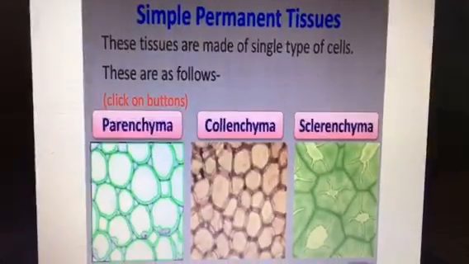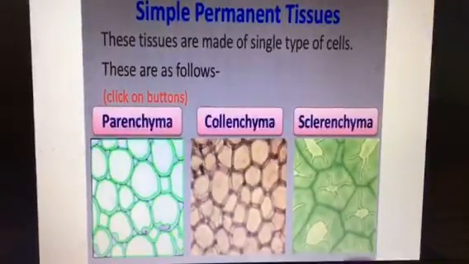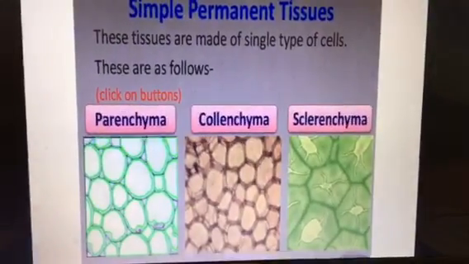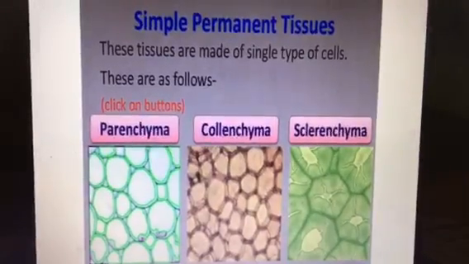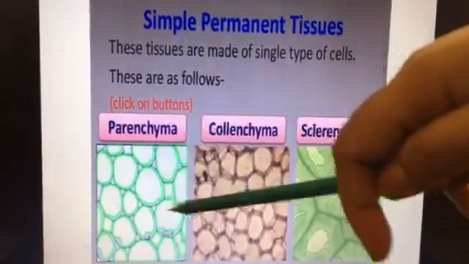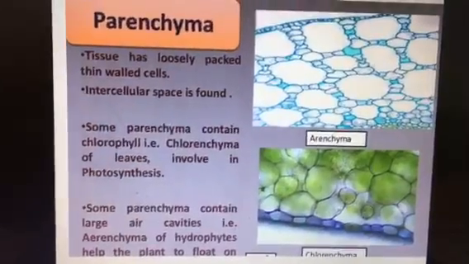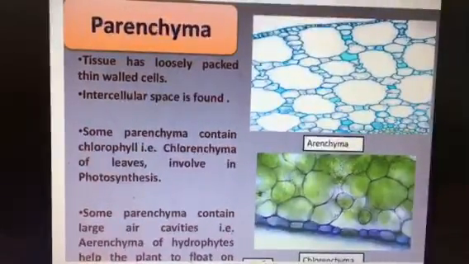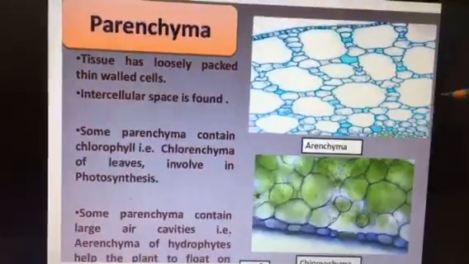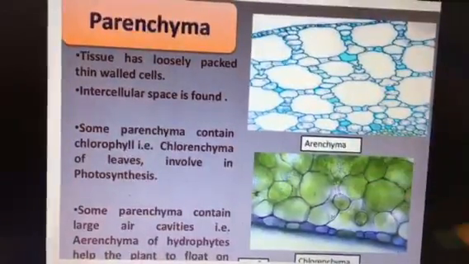Isodiametric means when we do the cross section of the parenchymal cell, whether transverse section or longitudinal section, we will see all the cell organelles present inside it. In cross section it may be circular, oval or polygonal. They have thin cell wall made up of cellulose. Mostly intercellular spaces are present here. In between two cells there are intercellular spaces.